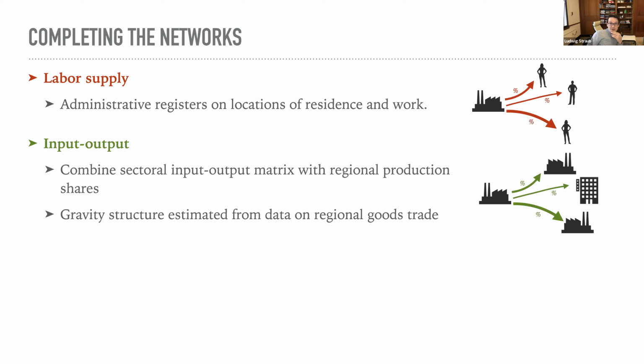For the input-output network, what we do is we combine the sectoral input-output matrix that we see at the national level with regional production shares, so we know where production is located. And we combine that with a gravity coefficient that we estimate based on regional goods trade, and that allows us to get a regionalized version of the input-output matrix.